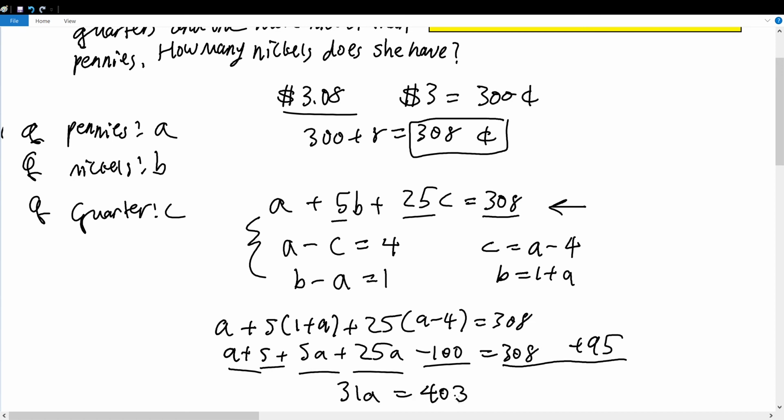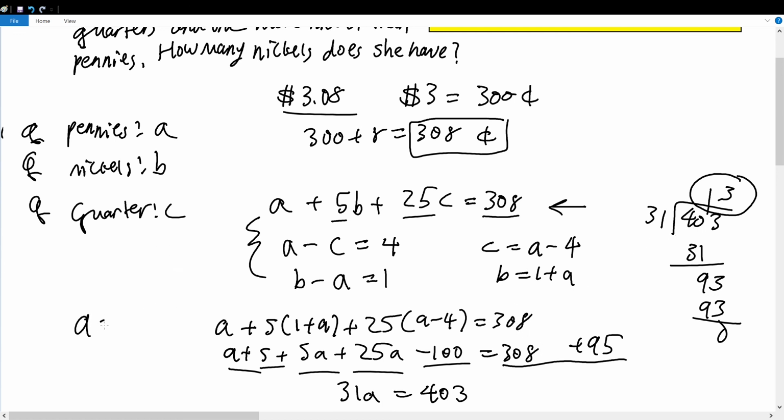So now we just do some basic arithmetic. What is 403 divided by 31? We can put 1 here, which gets 31. Subtract it, get 93. 31 times 3 is 93, which gives a remainder of 0. So 31 can be put into 403 13 times, meaning that A is equal to 13. So in total, there are 13 pennies.